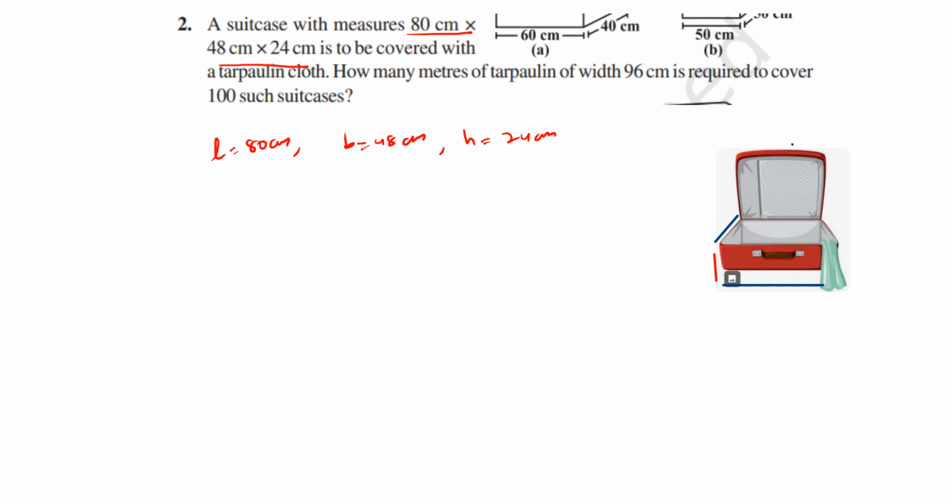Total surface area of a suitcase. Again it has come: 2 multiplied with (LB + BH + HH). This is for 6 faces. For 4 faces, it is 2H(L + B), the lateral surface.